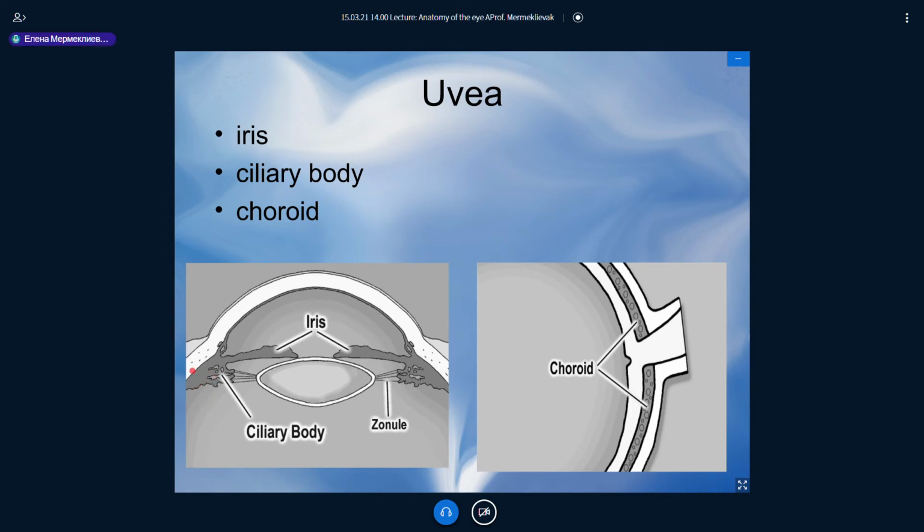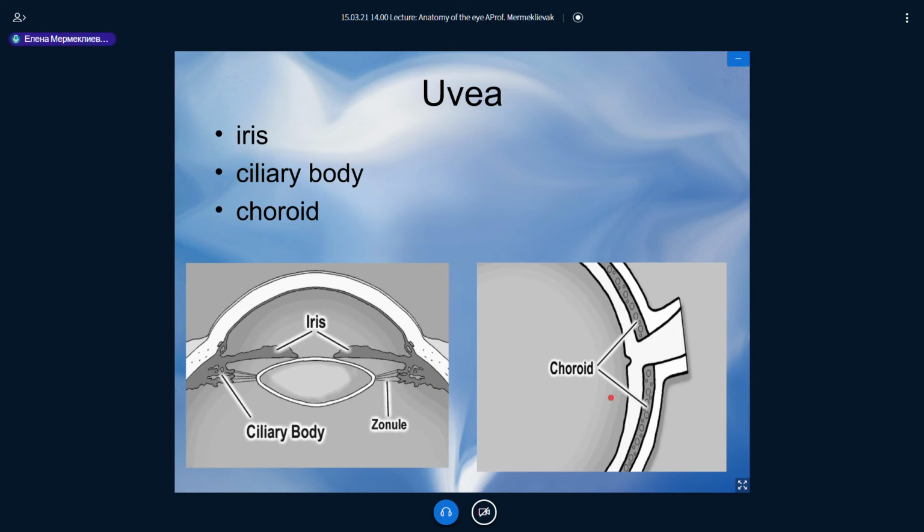The ciliary body has muscles that, when they are constricted, lead to looseness of these zonules, and it leads to the lens becoming thicker. And because of this, we can see clearly at near distance.